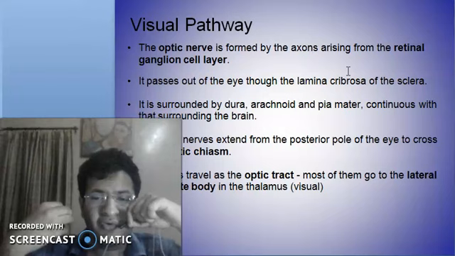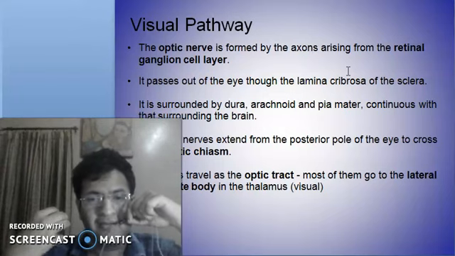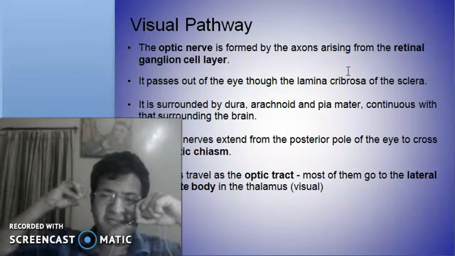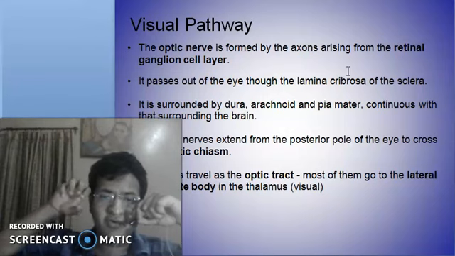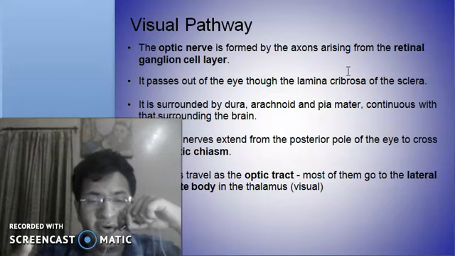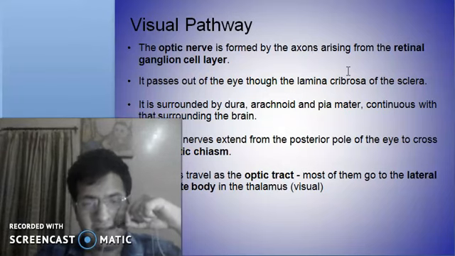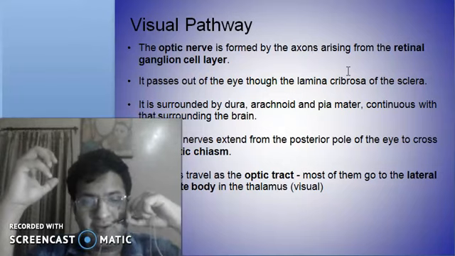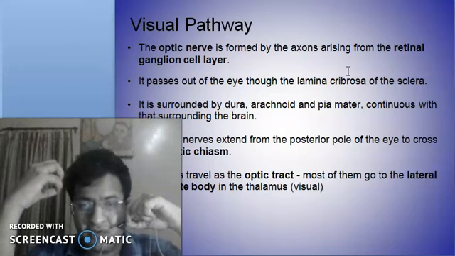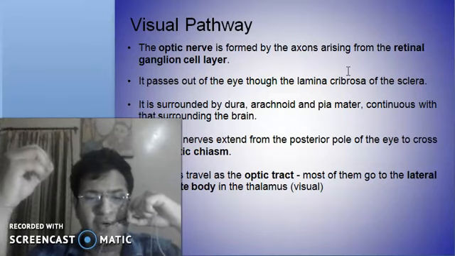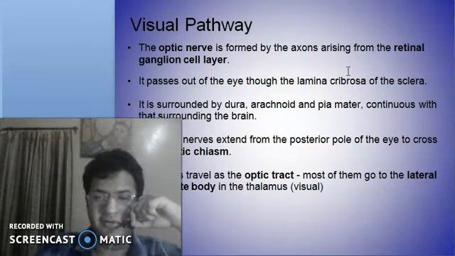It is then surrounded by the dura mater, arachnoid mater, and pia mater, and this is continuous with that of the surrounding brain. Now the optic nerve extends from the posterior pole of the eyeball to cross at the optic chiasma in the middle cranial fossa, after going out of the intraorbital canal from the orbital apex. The fibers travel and cross in the chiasma. After the medial fibers cross in the chiasma, they travel as the optic tract, and most of them go to the lateral geniculate body in the thalamus, and very few of them go to the midbrain, to the third nerve nucleus.